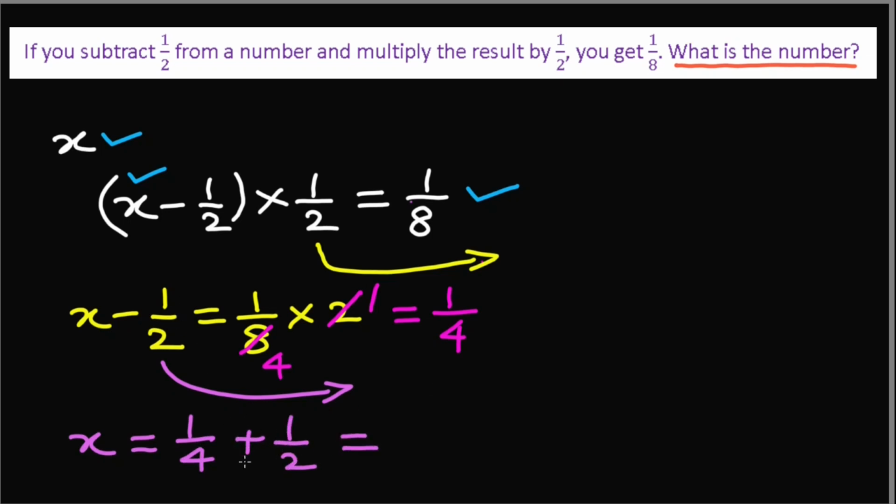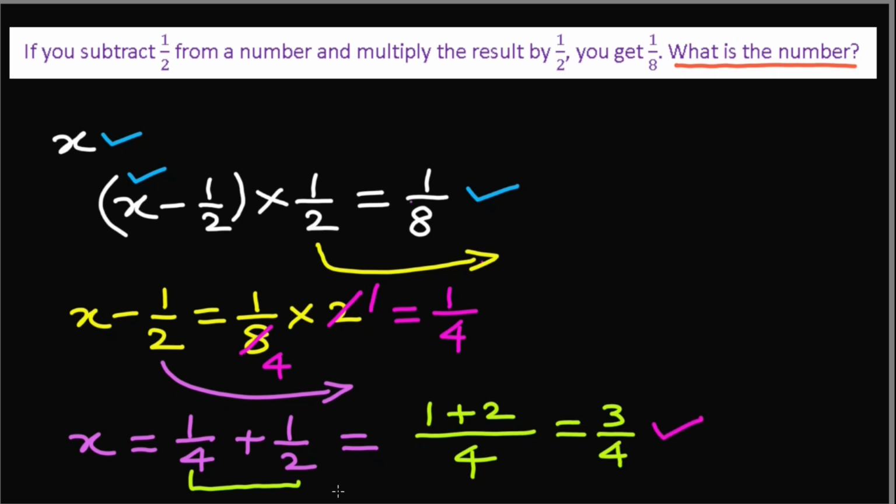The LCM of 4 and 2 is 4. LCM 4 divided by 4 will be 1, 1 multiplied by 1 will be 1. LCM 4 divided by 2 will be 2, 1 multiplied by 2 will be 2. So this will be 3/4. So the required number is 3/4.